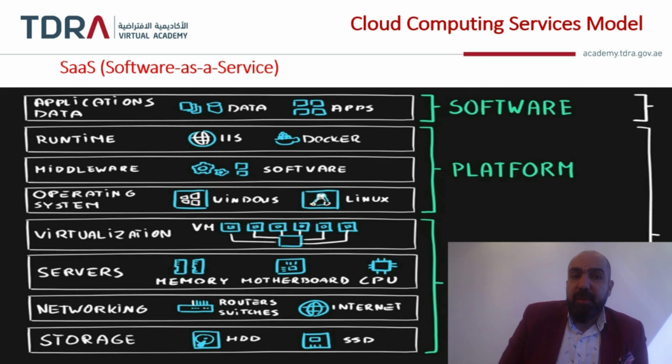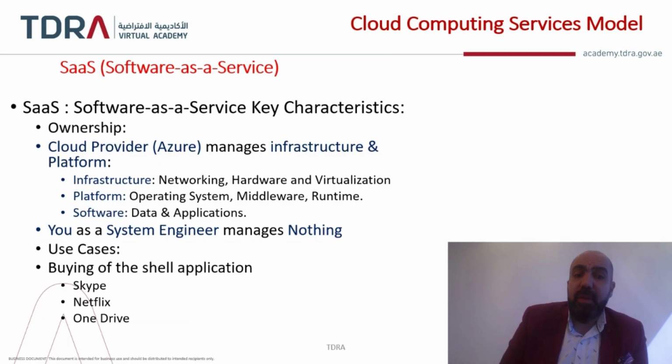After that, software as a service. With software as a service, the cloud provider handles the three parts of the data center: infrastructure, platform, and software. So like this, you as an engineer manage nothing. You just use it, for example Skype, Netflix, OneDrive, Zoom meeting, any service like that.